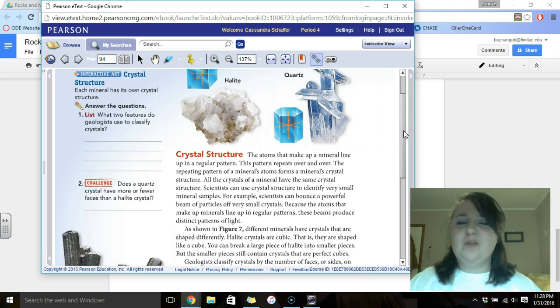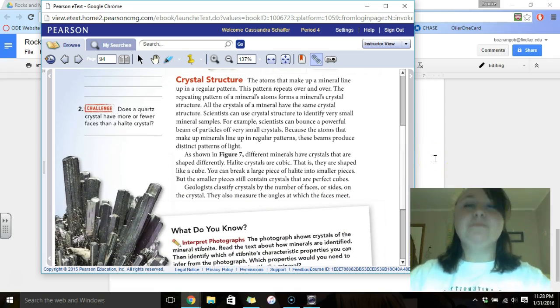So next we're going to talk about crystal structure. We're not going to touch a whole lot on it because you're not going to use it a lot. You don't use it out in the field. It's something you can only really see in a lab, and you're not going to do any labs over crystal structure, but we are going to read about it.